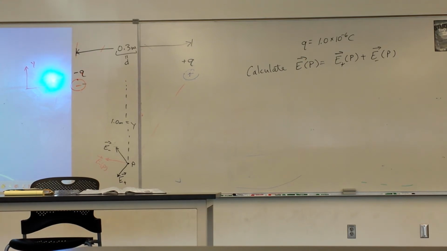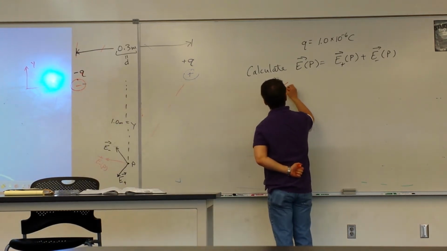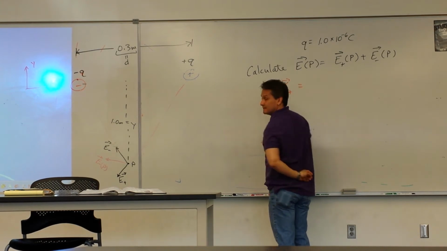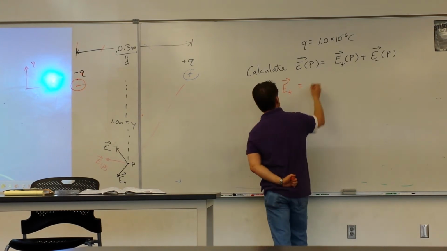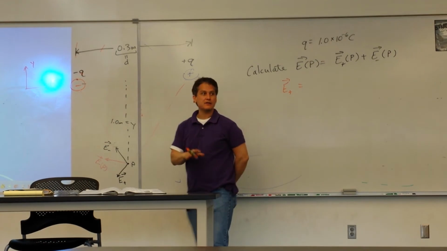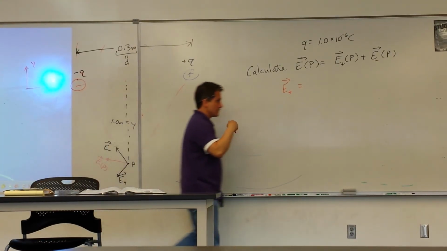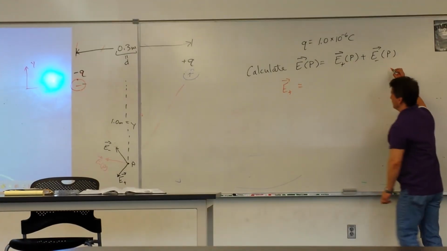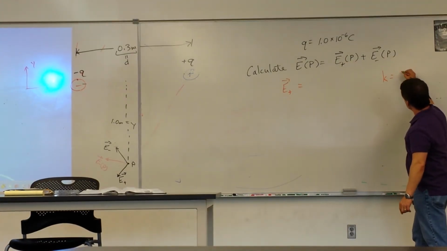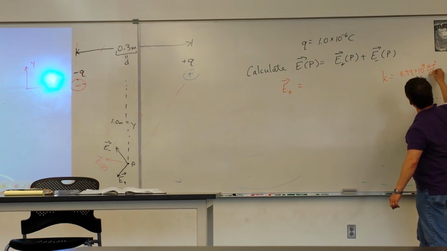So if you take a few minutes, even 5 or 10 minutes or so, you can continue this for now. First of all, calculate E plus. And since we haven't done this yet, I'm going to make one request now. We've been using K. We've been saying K is equal to 8.99 times 10 to the 9 Newton meters squared per Coulomb squared.